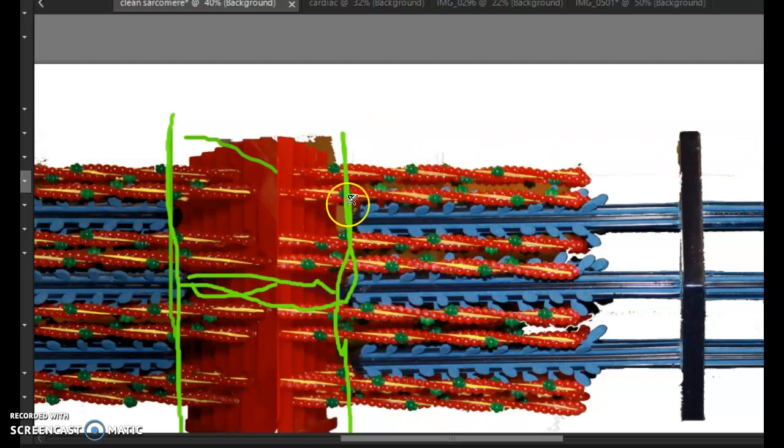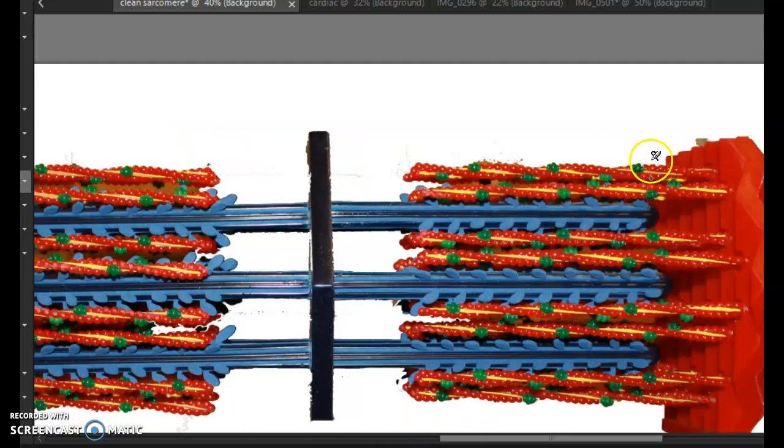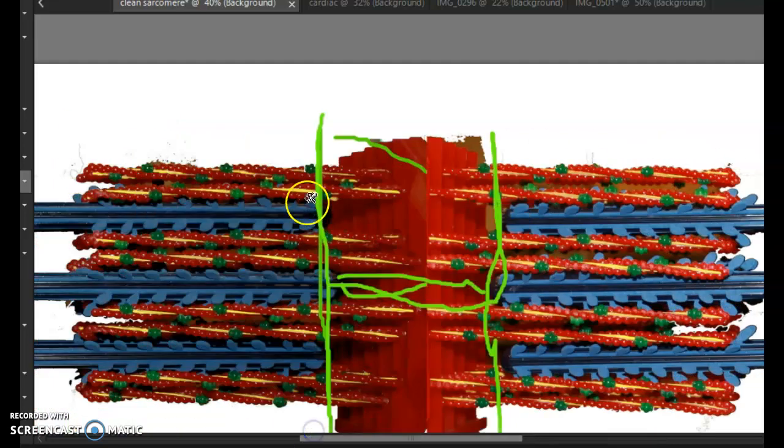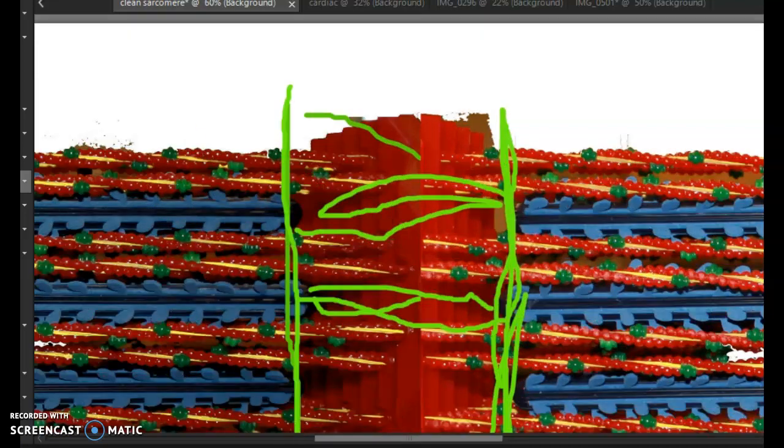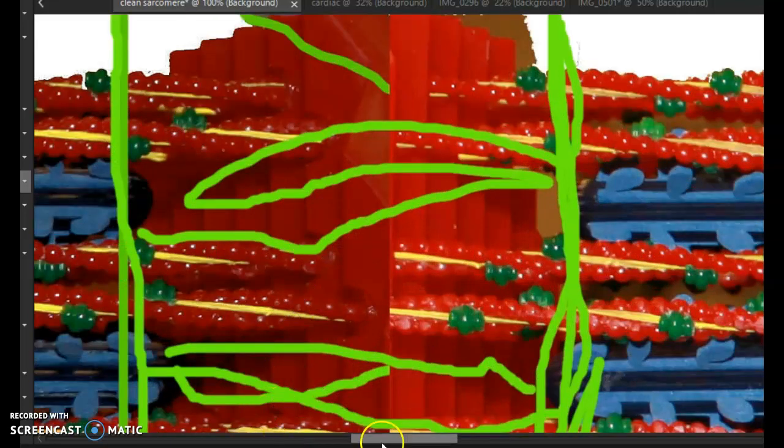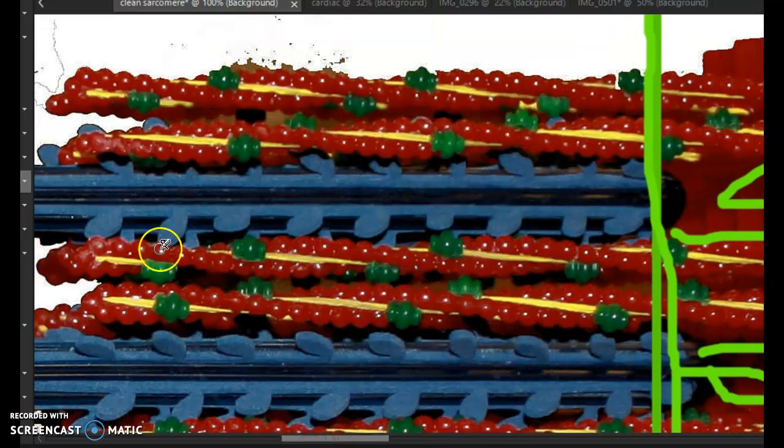So the A band is from the beginning of the myosin to the other end of the myosin. The I band is from here, where the myosin ends, to where it begins on the next sarcomere. So I want you to draw it. Now I want to zoom in a little bit more, because you're going to be looking at this online.